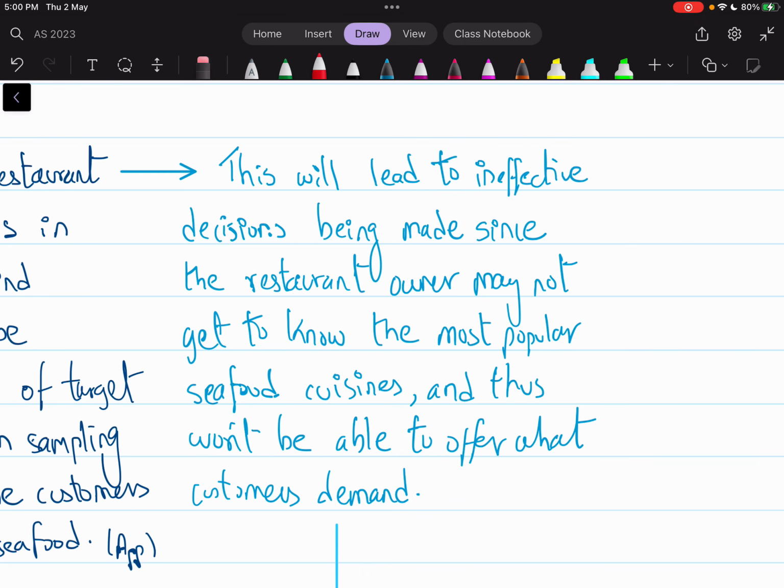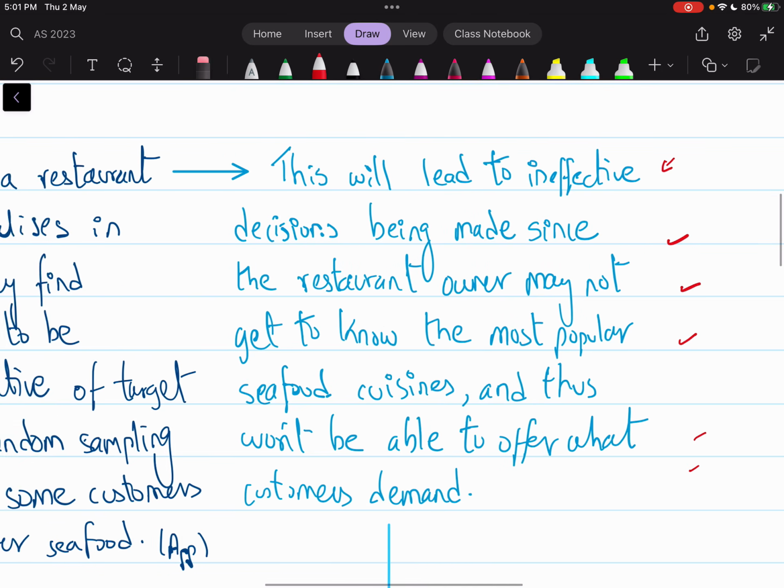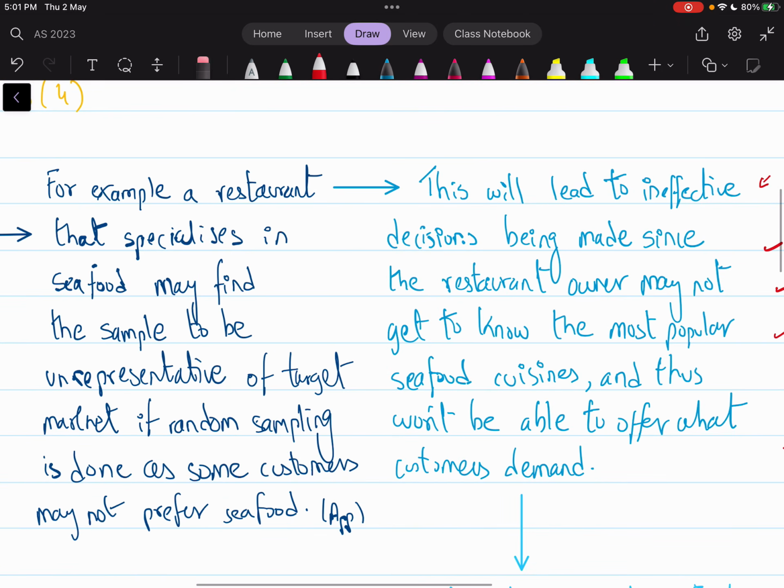This will lead to ineffective decisions being made, since the restaurant owner may not get to know the most popular seafood cuisines and thus won't be able to offer what customers demand. So ineffective decision making is an impact of the example that you just wrote. Now focus on one point. Since I gave an example, my impact is also talking about the business in context, and that is exactly what you have to do. It is advised that you mention the impact in context of the business.